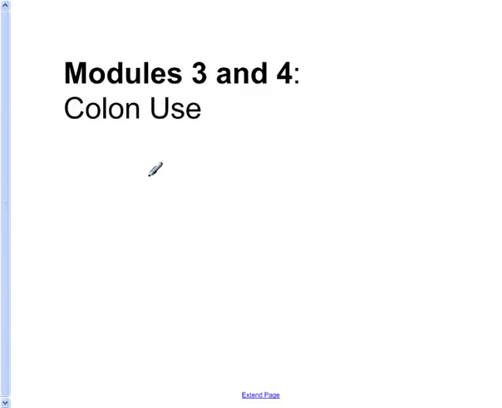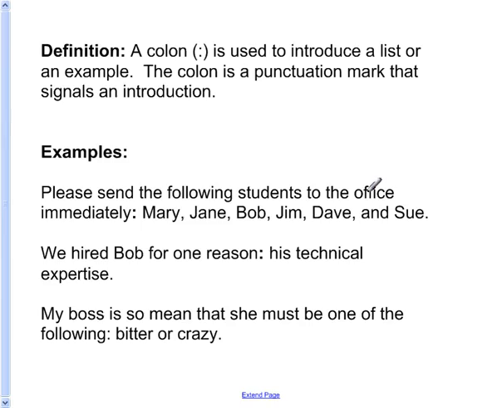Modules 3 and 4, colon use. First, let's define a colon. A colon, which looks like this, is used to introduce a list or an example. Essentially, the colon is a punctuation mark that signals an introduction. In this way, it is fundamentally different, although often confused with the semicolon.